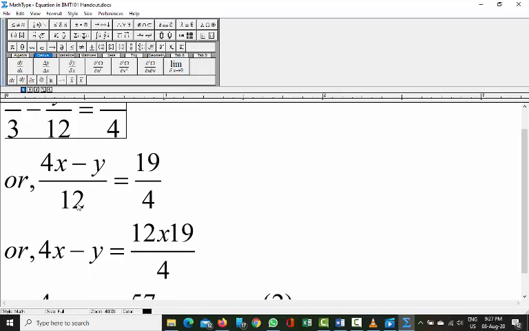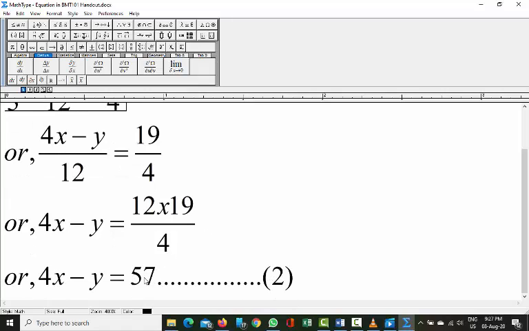So this 12 will get multiplied by this 19 under the cross multiplication rule, and then for 12 and 4, if you apply the process of cancellation, here we will have 3. So 3 multiplied by 19, we will have 57. So 4x minus y is equal to 57.